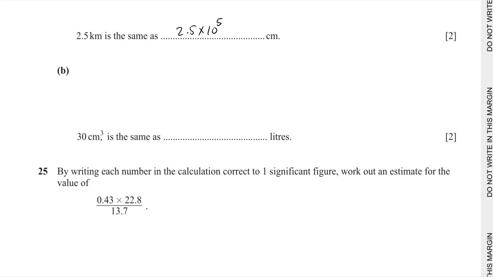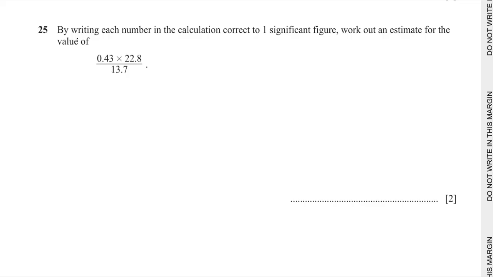In the next question, we have 30 centimeter cube is the same as how many liters? We know that 1,000 centimeter cube equals 1 liter. So now what we're going to do here is divide 30 by 1,000. That's going to give you the answer 0.03. And to change that to standard form, we can just write 3.0 times 10 raised to negative 2, since you're moving the decimal point to the right side.